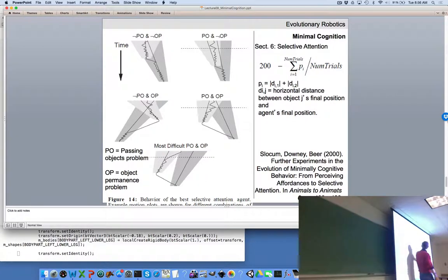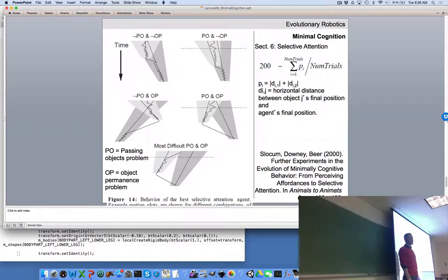All right. Let's have a look at the same evolved CTRNN, but now we're going to expose it to a slightly more difficult environment, which is now we have the passing objects problem. So similar to this one, but now this object, which is going to hit the ground first, initially started higher than this object, which hit the ground last. What happened in this case?